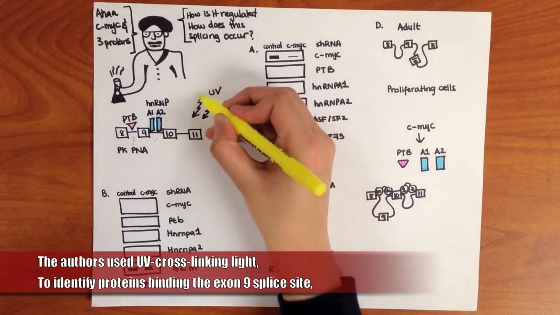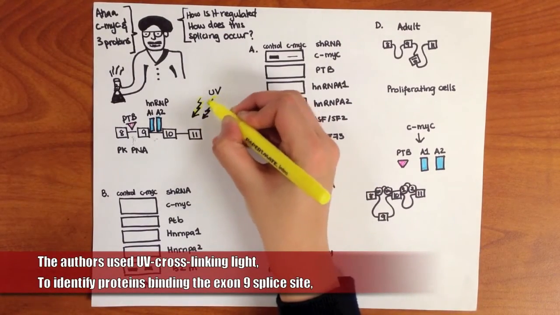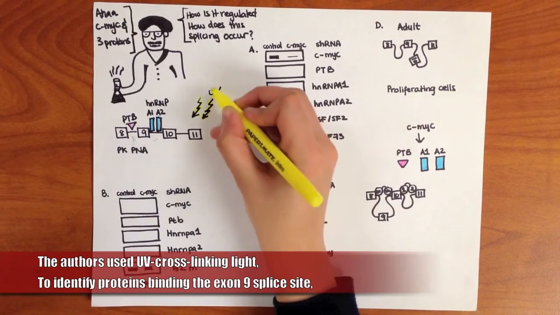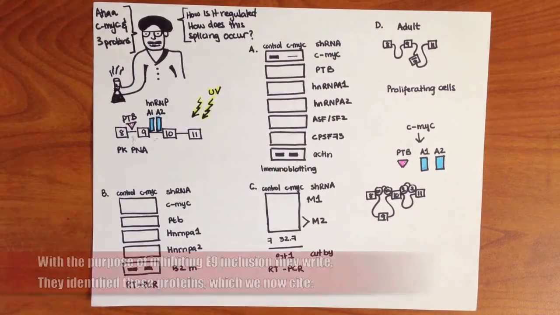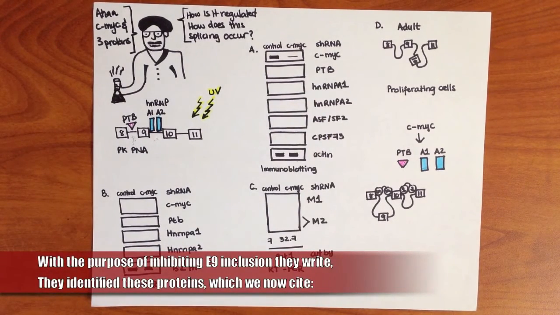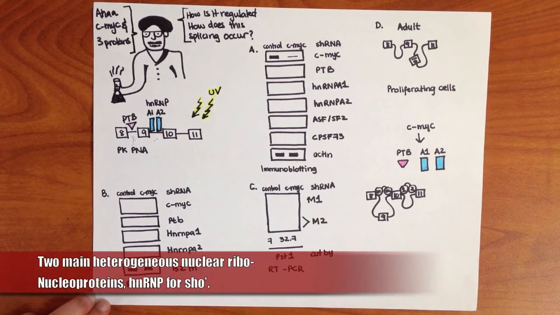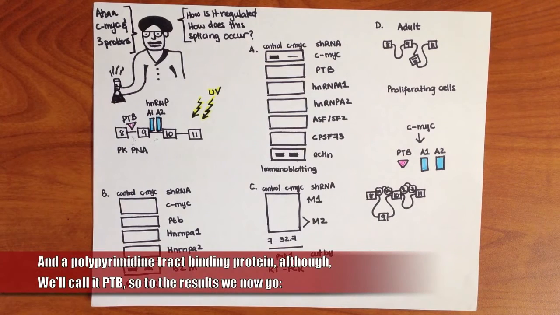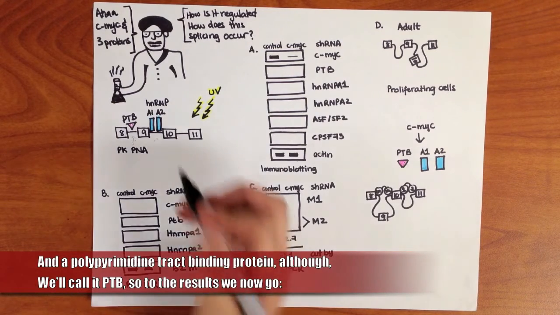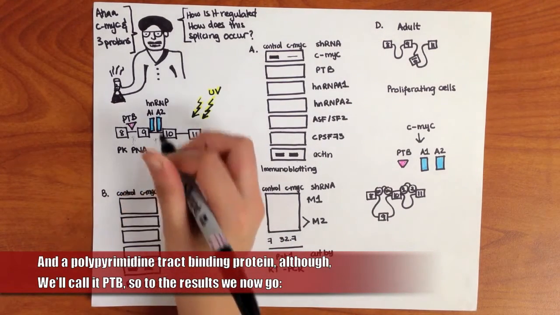The authors used UV cross-linking light to identify proteins binding the exon 9 splice site. With the purpose of inhibiting E9 inclusion, they write, they identified these proteins, which we now cite. 2 main heterogeneous nuclear ribonucleoproteins, hnRNP for show, and a polypyrimidine tract binding protein, although we'll call it PTB, so to the results we now go.